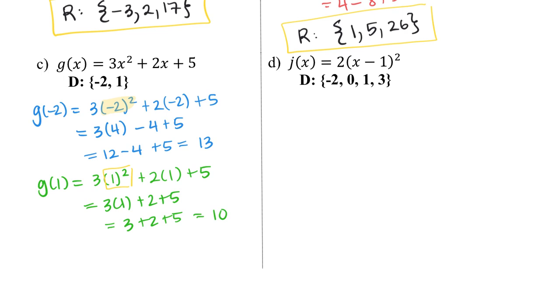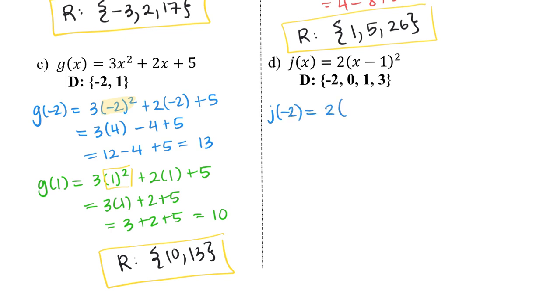Okay, it asked me for the range. Lowest y value is 10. Highest is 13. Let's do one more. Okay, j of x. So j of negative 2. 2 times negative 2 minus 1 squared.